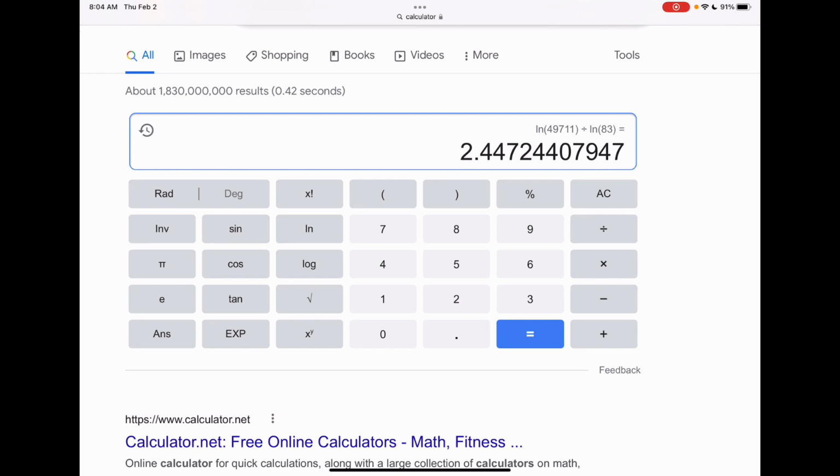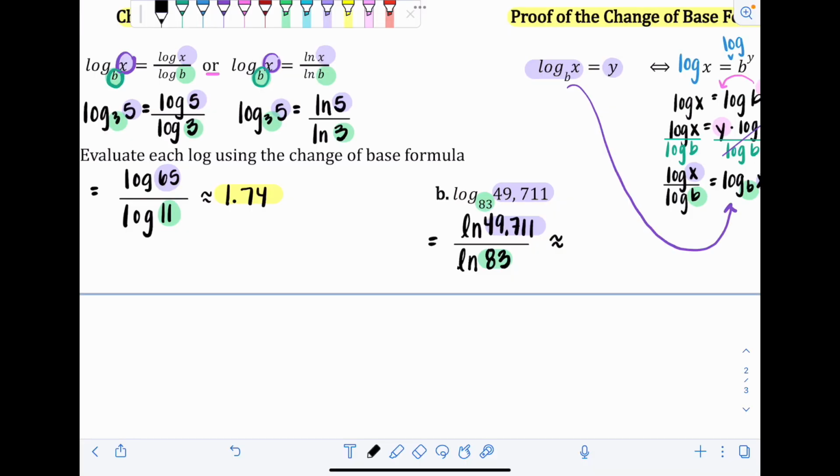So 2.45-ish. And then same thing, I'll type this one in with the common log as well to show how it's the same thing. So if I use common log, it'd be common log of 49,711, close parentheses, and then divided by common log of 83. And we end up getting the same answer, about 2.45. So natural log of 49,711 over natural log of 83 ends up being about 2.45.